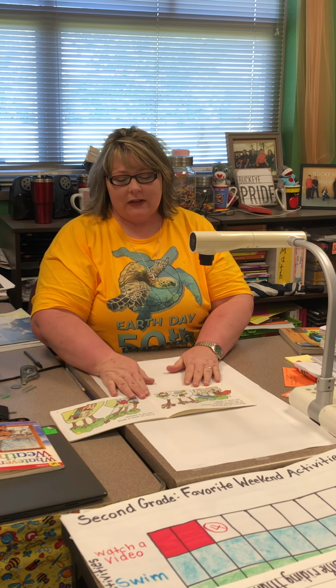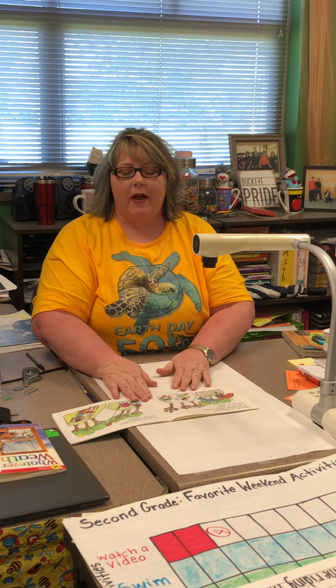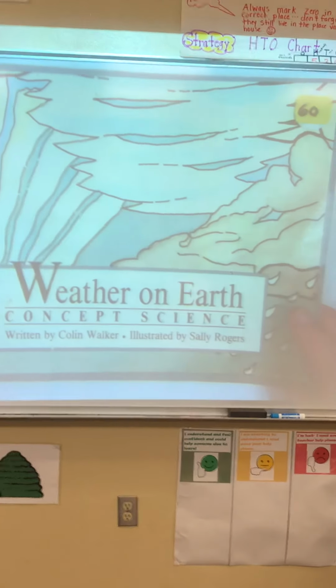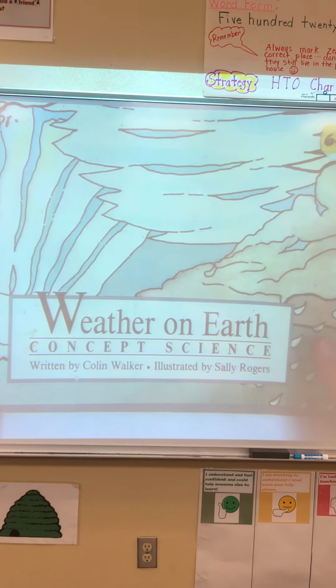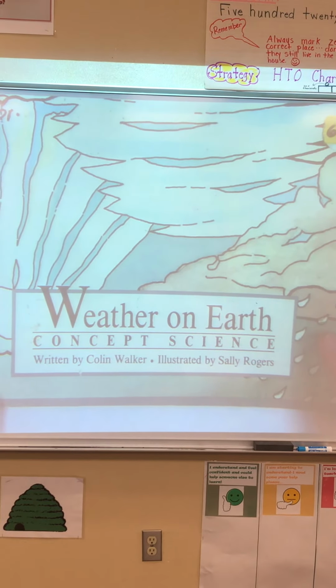I'm going over some science today and we're still talking about weather. I have a read aloud that talks about some of the instruments we use to measure weather, wind, rain, how we have different seasons and how they affect our weather. So I'm going to start with our story. It's a nonfiction book. It's called Weather on Earth, and it's written by Colin Walker and illustrated by Sally Rogers.